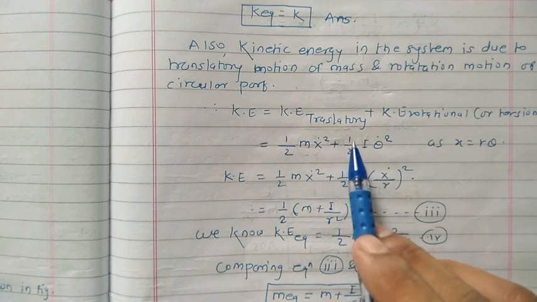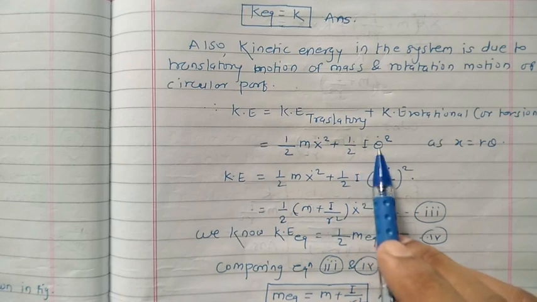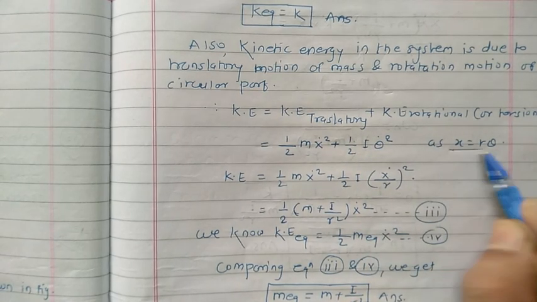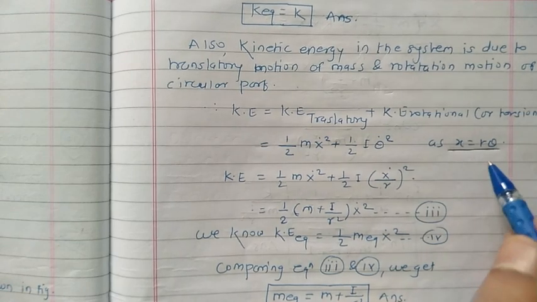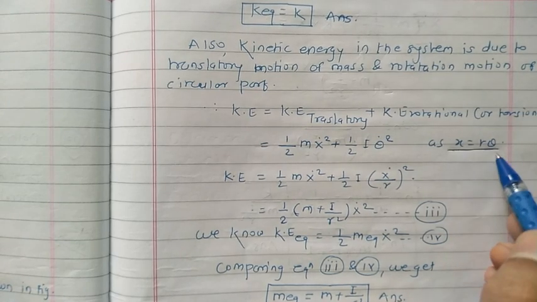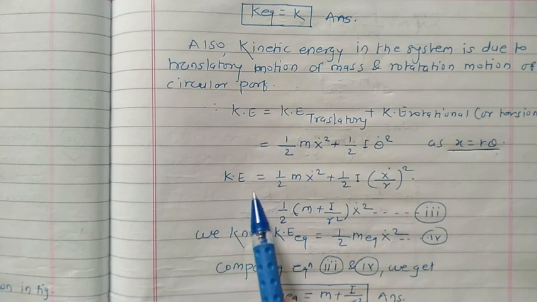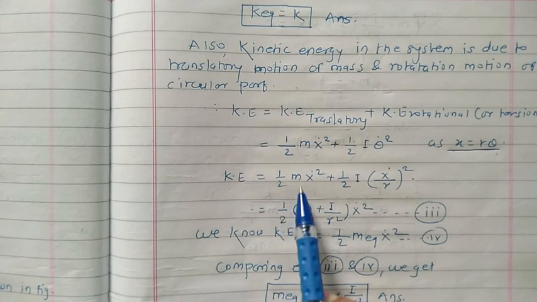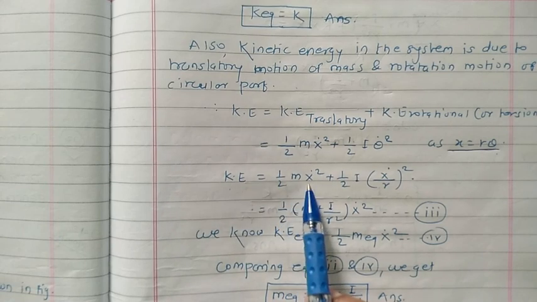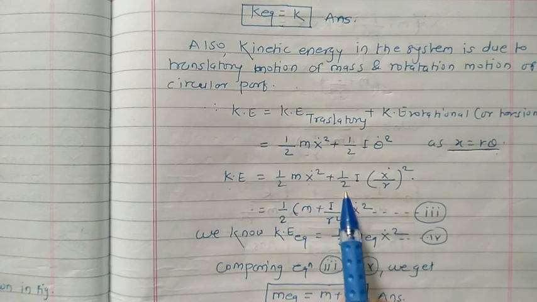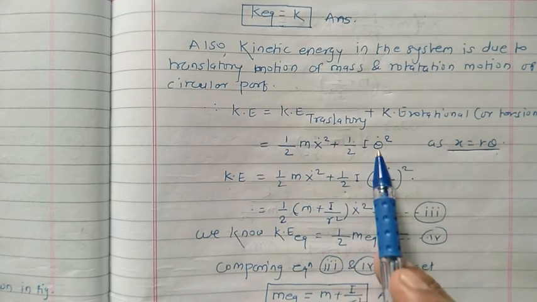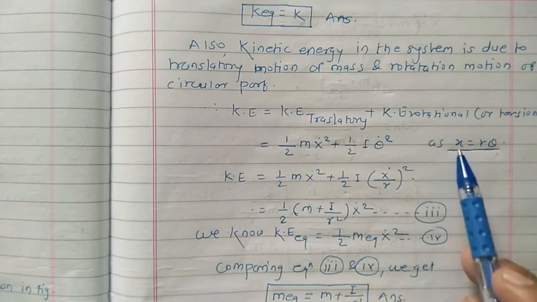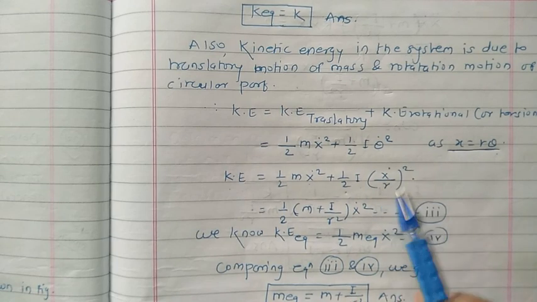So here 1/2 I multiplied by theta single dot square, that term will occur here. We know that for small displacement the relation is x equals r theta. Now in the next step, what do we get? K equivalent equals kinetic energy equals 1/2 mass multiplied by velocity square plus 1/2 I times theta single dot square, where theta single dot from this relation is x single dot divided by r, whole bracket square.